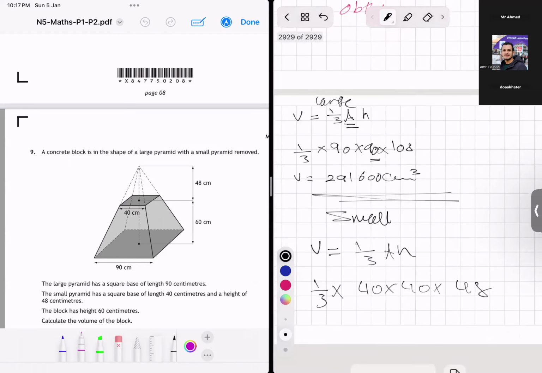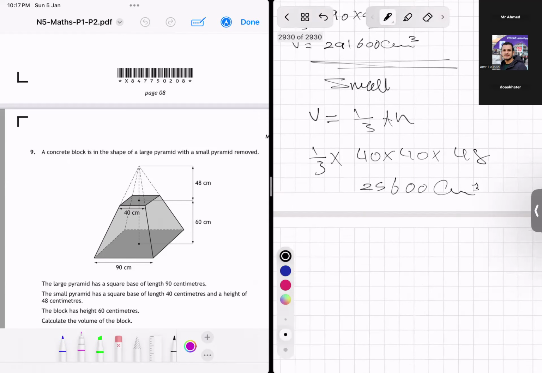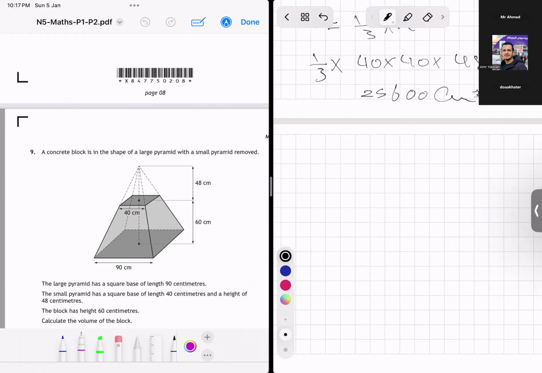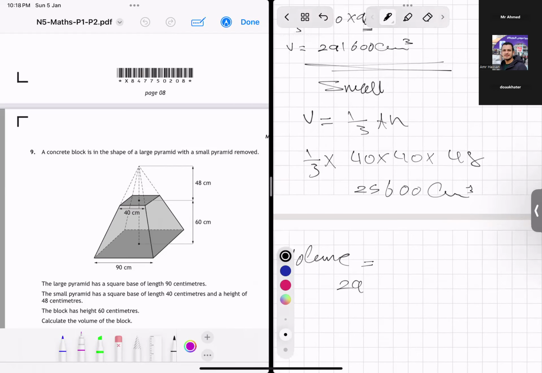25,600. Say it again. 25,600. Okay. And then what should I do? The last thing, if you want to get the volume, so it makes sense. It's going to be the volume of the large pyramid minus the volume of the small pyramid, right? Last one. Let me write it. So is this one clear for you?